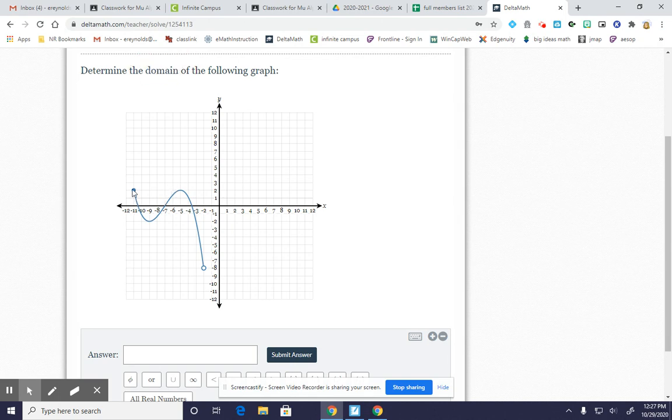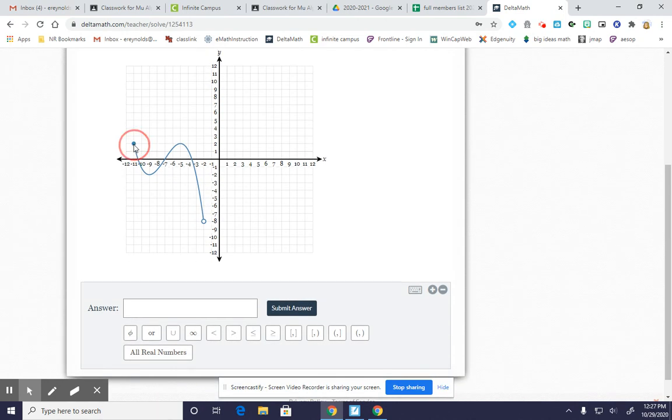So you'll notice that this graph doesn't go any more left than this point right here, and it doesn't go any further right than this point right here, right? This is a closed circle. This is an open circle. So on our x-axis, since we're talking about domain, we want to say from what to what value on that axis this graph covers. So this point right here on the left is at -11 on our x-axis, and it's a closed circle. So that's going to be the closed bracket. And then on the right, this point down here is at -2. So our domain goes from -11 to -2, and it's a closed and an open circle.